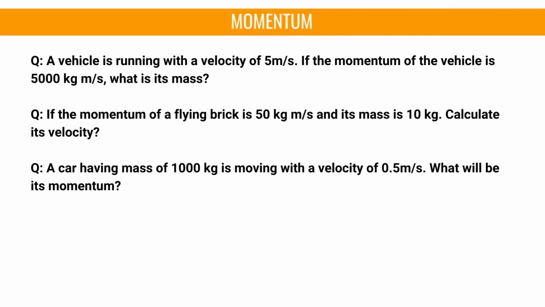Let's practice a few numericals. Here are the problem questions for you to solve. Pause this video and solve these numericals. 1. A vehicle is running with a velocity of 5 meters per second. If the momentum of the vehicle is 5,000 kilogram meters per second, what is its mass? 2. If the momentum of a flying brick is 50 kilogram meters per second and its mass is 10 kilograms, calculate its velocity. 3. A car having a mass of 1,000 kilograms is moving with a velocity of 0.5 meter per second. What will be its momentum?